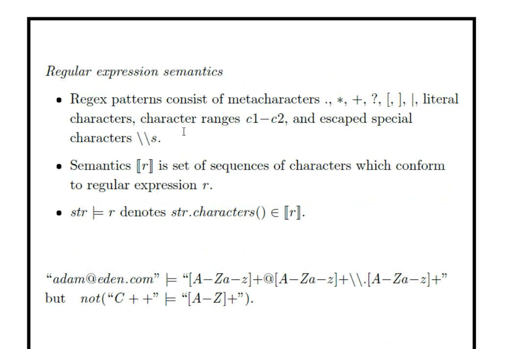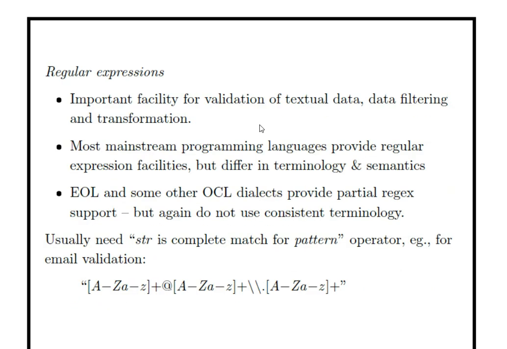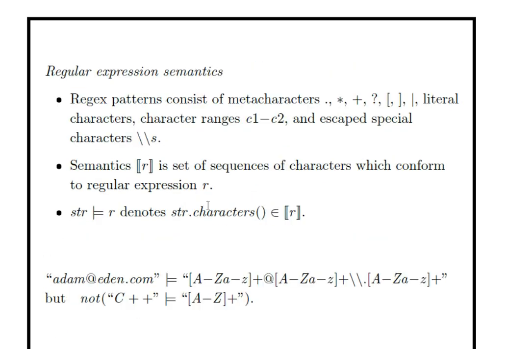Now, a regular expression is a very well-known concept. It goes back to almost the beginnings of computing, and typically a regular expression consists of meta characters like dot, meaning any character, star meaning 0 or more repetitions of a character or collection of characters, and so on. And we can have character ranges as demonstrated in that example, capital letters, lower letters. And the semantics of a regular expression is the set of sequences of characters which conform to that regular expression, which match that regular expression completely.